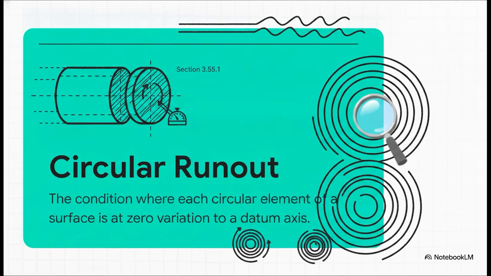This is circular runout, defined in section 3.55.1. Notice the phrase here, each circular element. Circular runout looks at a single 2D cross-section at a time as the part rotates. Imagine slicing your part like a loaf of bread. Circular runout really only cares about the crust on one single slice at a time. The dial indicator stays perfectly still in one spot while the part completes its 360-degree rotation.